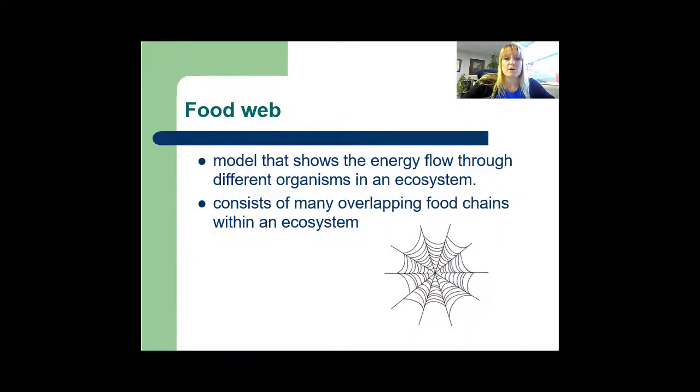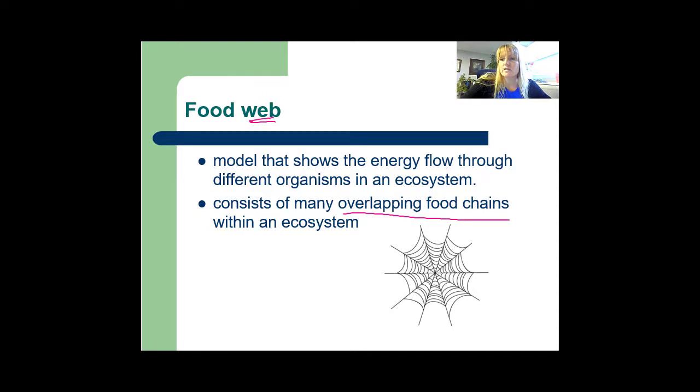The truth of the matter, though, is that food chains are an oversimplified version of what's really going on in an ecosystem. They show one direction of energy flow. A more accurate version would be a complete food web for an ecosystem. So this is a model that shows the energy flow through all the different organisms and consists of many overlapping food chains. So you take all the different food chains that might be in a particular ecosystem and you combine those into one model, and that will give you this web idea, or a food web.